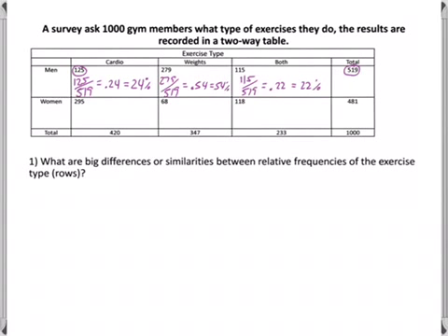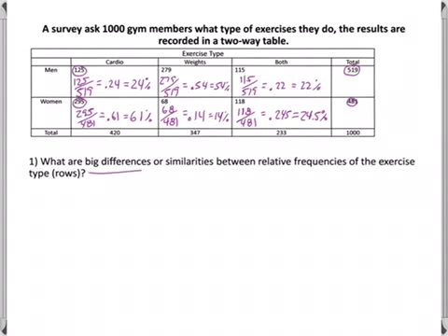For the women, we're going to take the number divided by their total, which is 481. So we've got 295 divided by 481, which is 0.61 or about 61%. And then we've got 68 divided by 481, which is 0.14, which is 14%. And then you've got 118 divided by 481, which is about 0.245 or 24.5%.